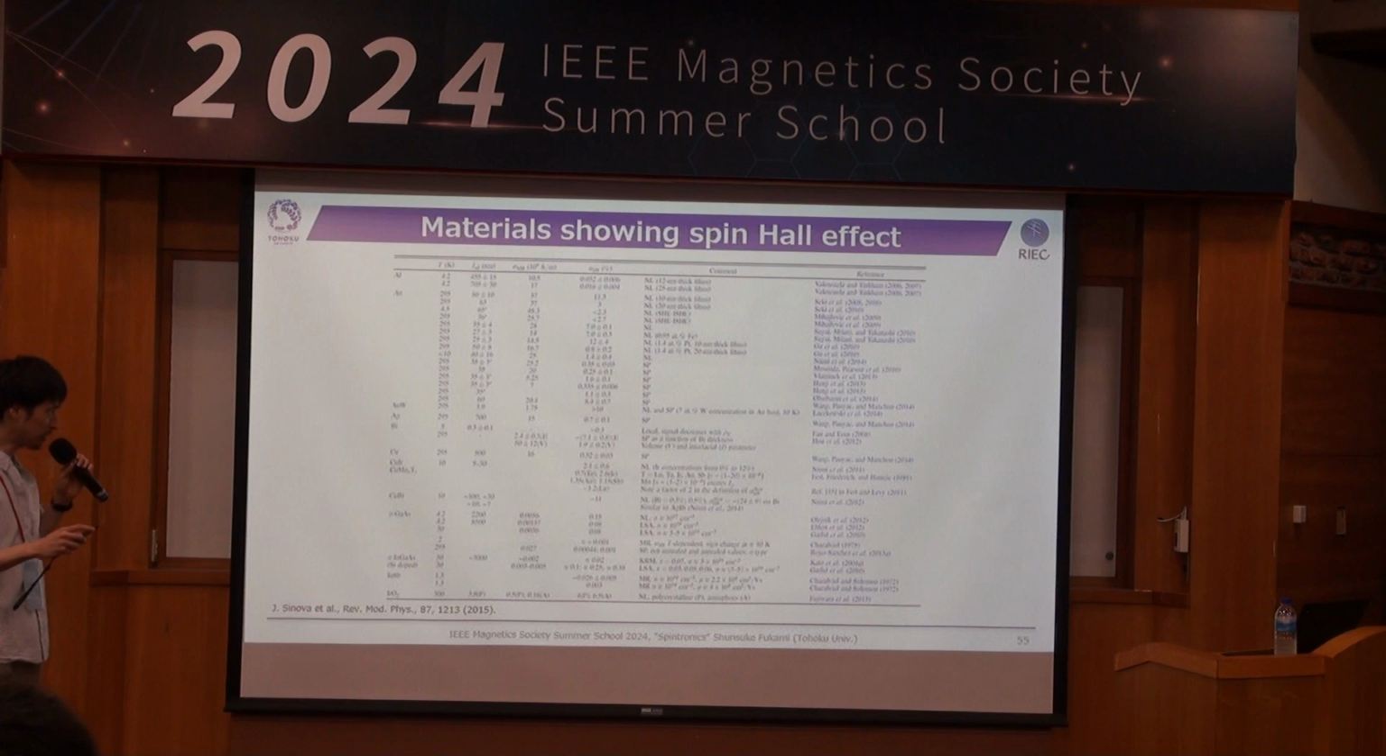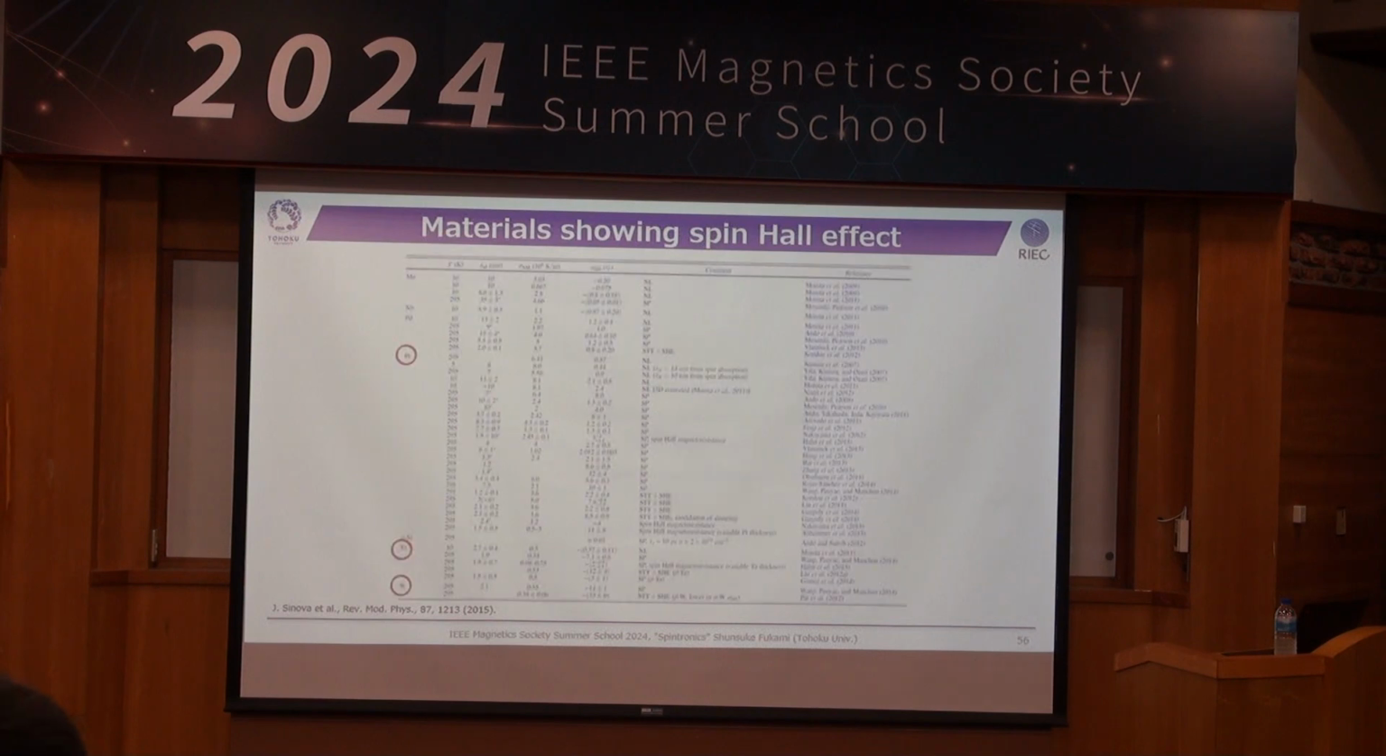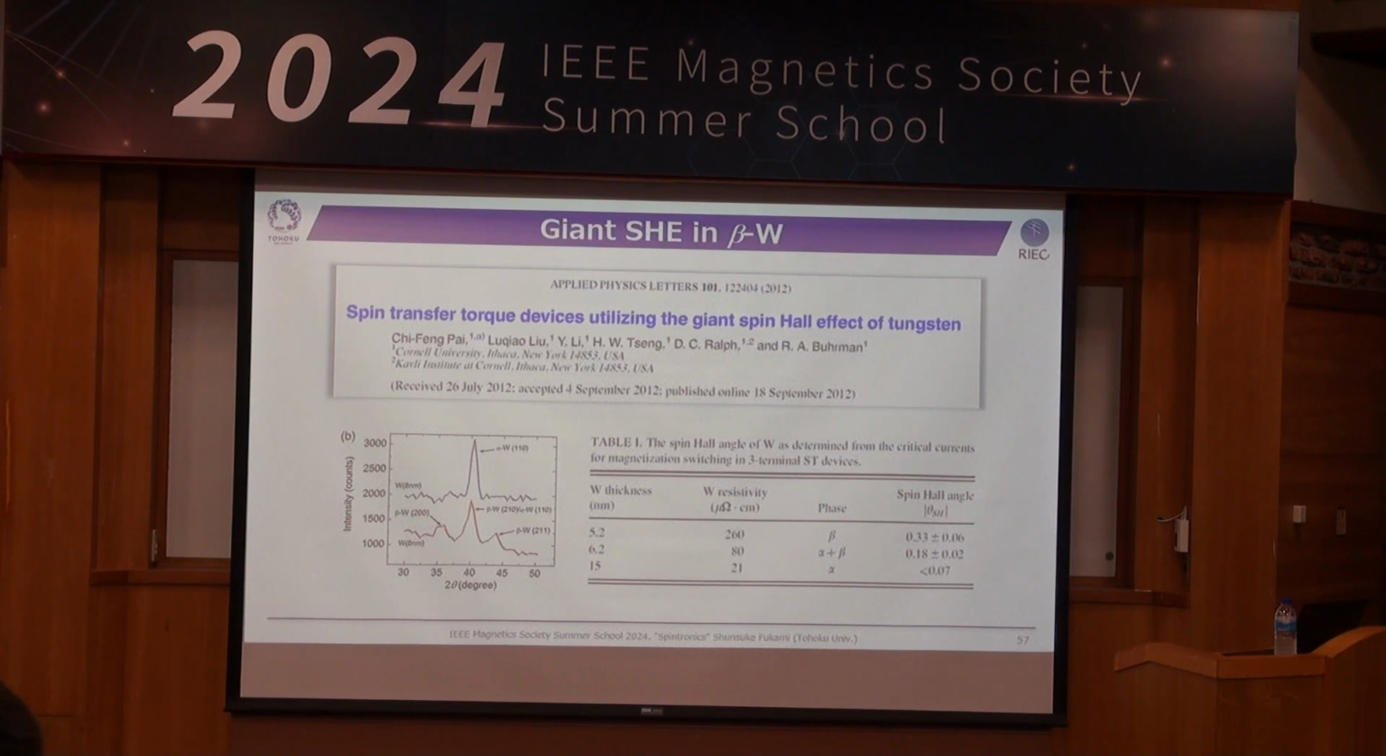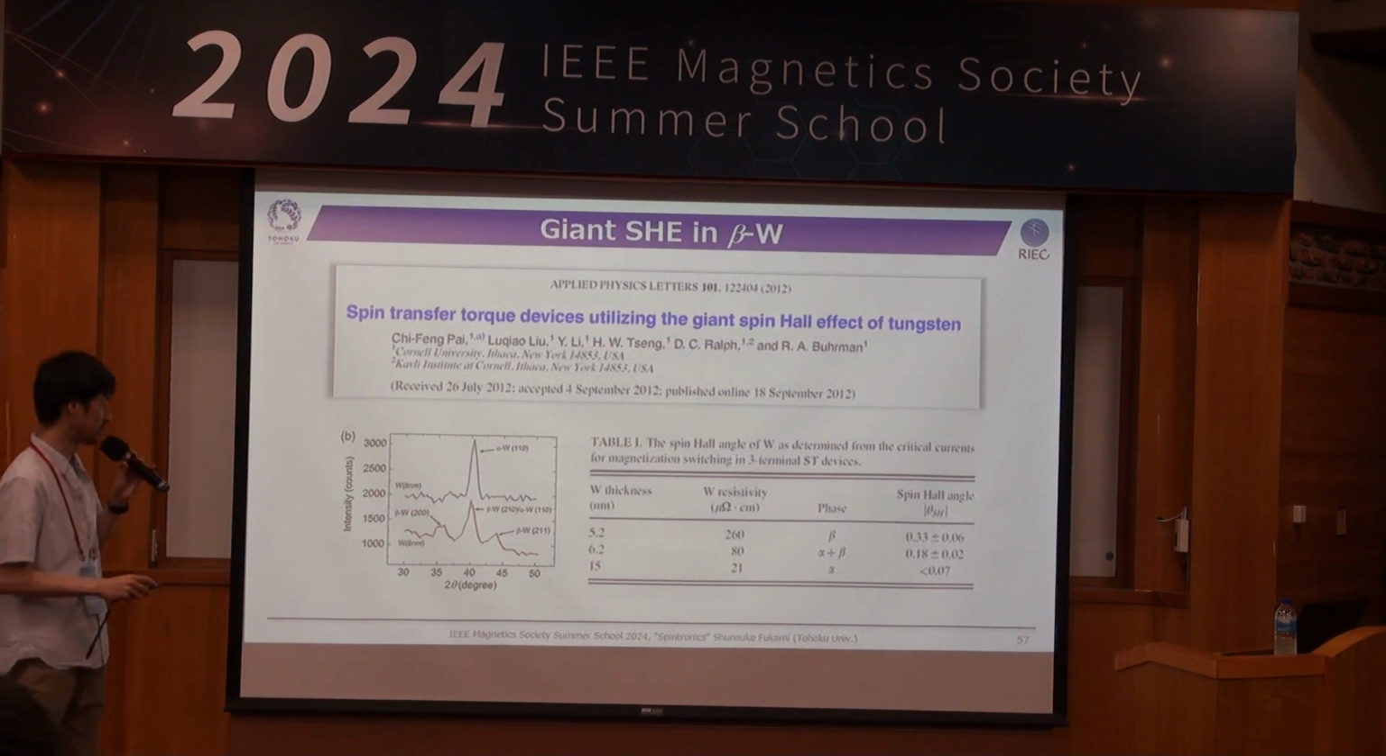Okay, and regarding the magnitude of the spin Hall angle, this is the review paper. What I'd like to say is that heavy metal is better to obtain the larger spin orbit torque, and so far tungsten is known to be a very good material to obtain the larger spin Hall angle. And this is also a famous paper by Chi-Feng. They found that the beta structured tungsten can generate a very large spin Hall effect, whose spin Hall angle is 0.33. So the larger spin Hall effect is observed in tungsten having the beta structure.